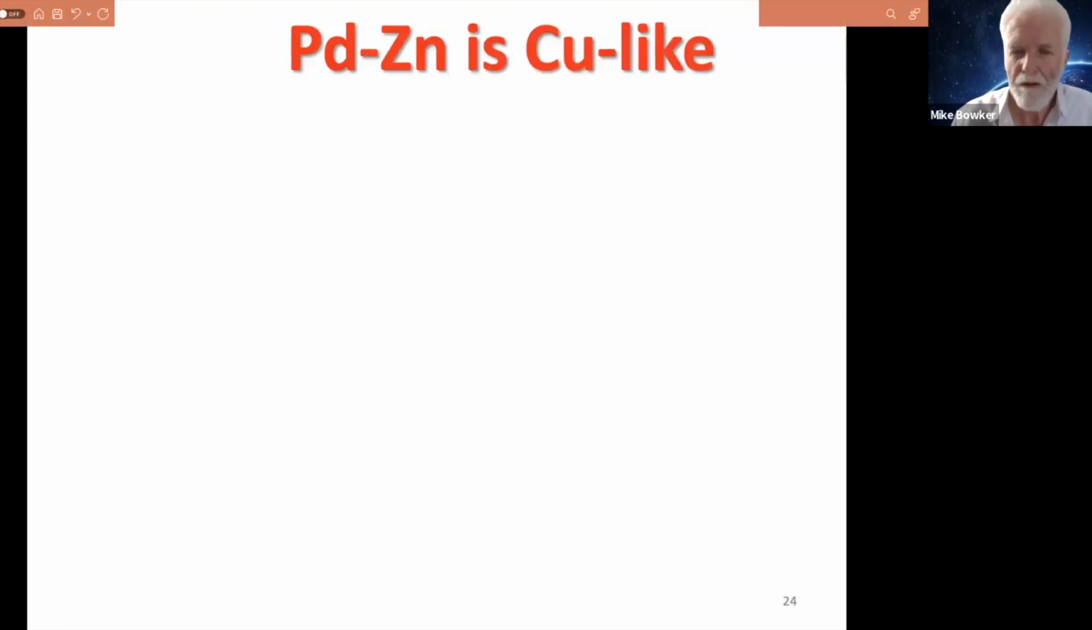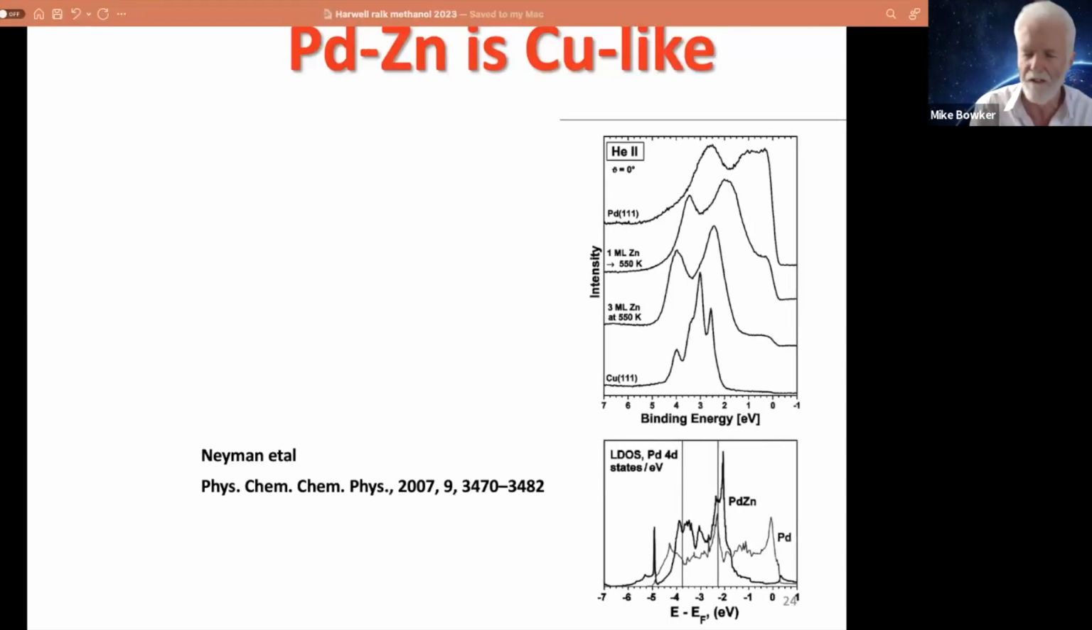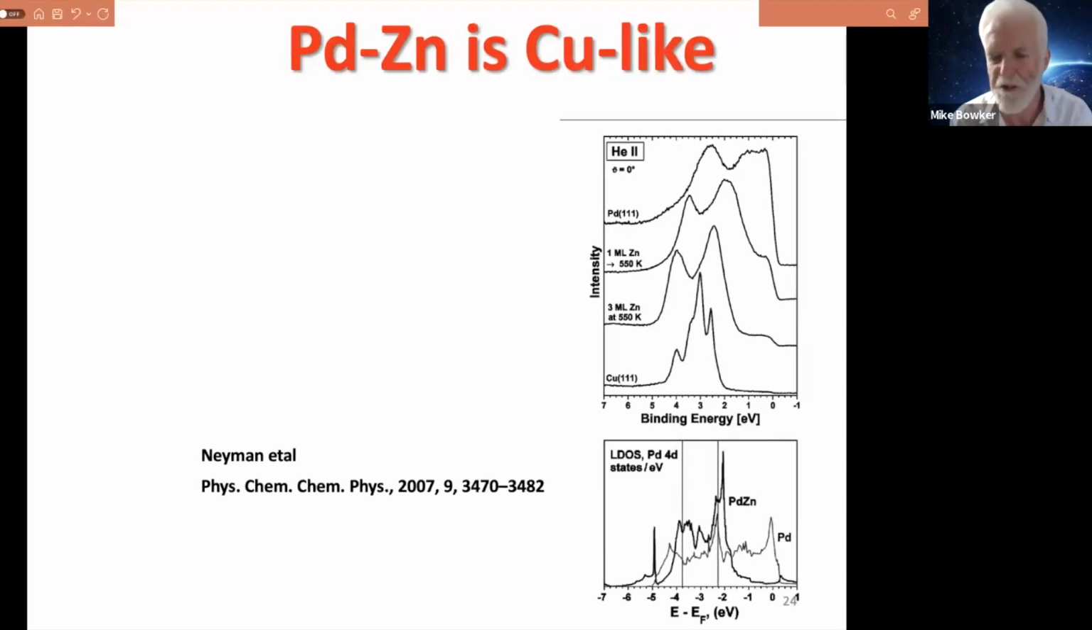So why do I say that palladium zinc is copper-like? Well, first of all, let's look at some XPS results. These valence band spectra are from Nyman et al. a few years ago now, and others have found similar things for palladium when it's alloyed with all sorts of other elements.